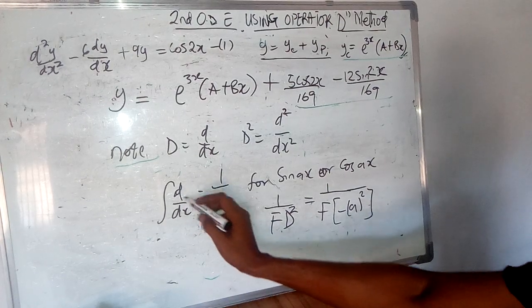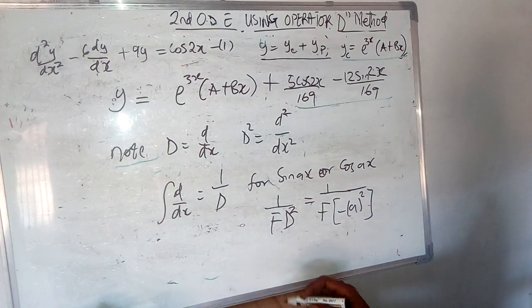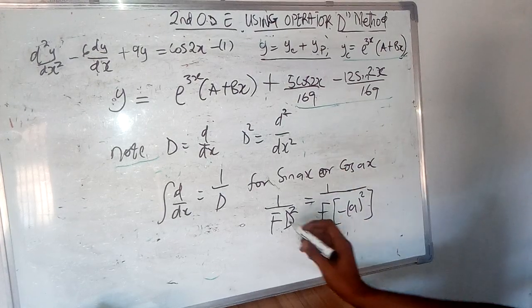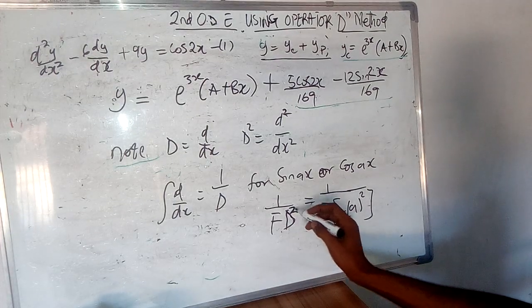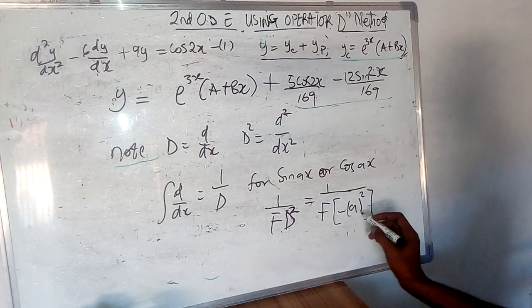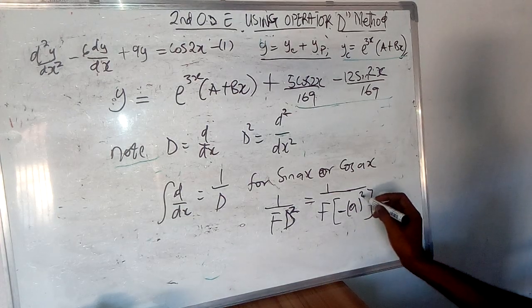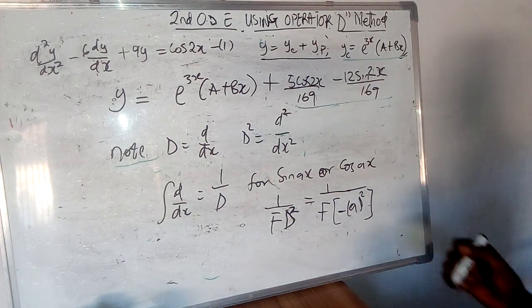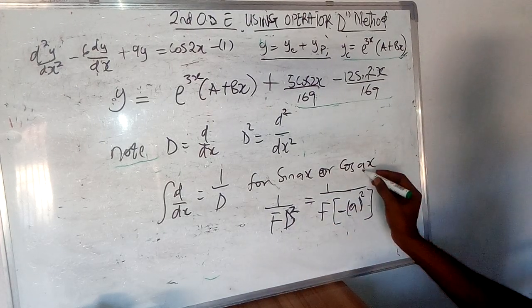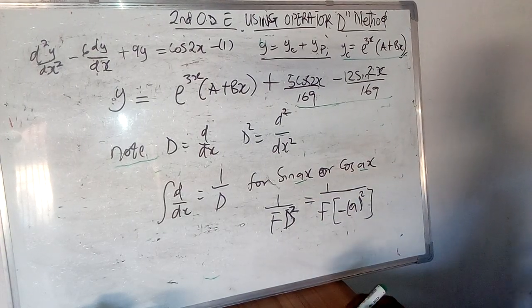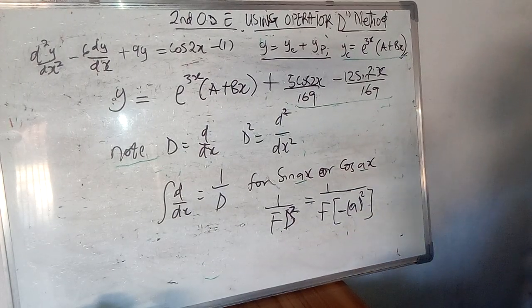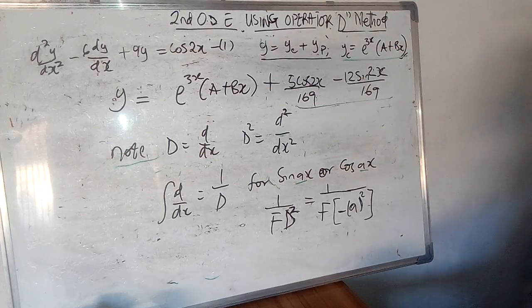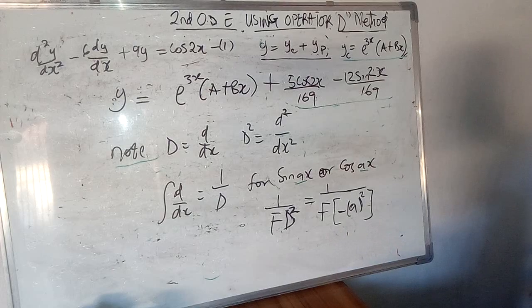Then the integral of D is 1 over D. And for sine ax or cos ax, 1 over the function of D in terms of D squared, you replace this D squared with minus a squared, where a is the coefficient of x in the trigonometric function cos or sine. Okay, all right. I'll take one more example so that we really make ourselves clear on what this is about.